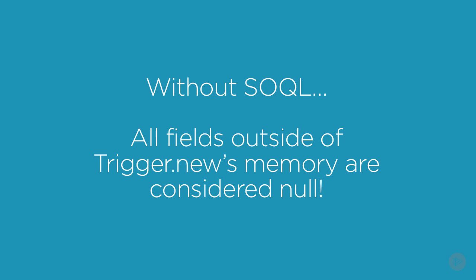Well, Salesforce lets us write and save this bad trigger. But if we try to access things that aren't saved in trigger.new's memory, Salesforce will just treat it as null. This is important to remember because you might think that your code works because it saves without errors, but your code might not work as expected because of these null values.